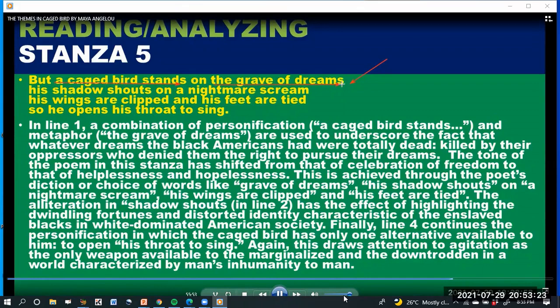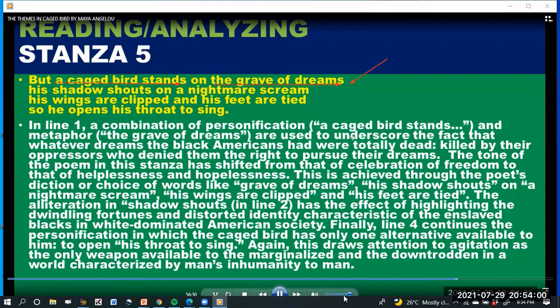The tone has shifted from that of celebration of freedom to that of helplessness and hopelessness. This is achieved through the poet's diction or choice of words, and we find a number of such words or groups of words in this stanza. We are going to look at them critically, because you analyze a poem through the poet's choice of words. A poet's choice of words gives us a clue to the tone, all right?